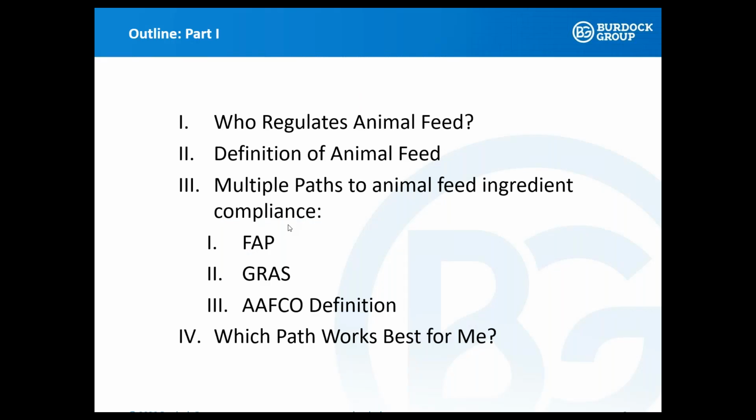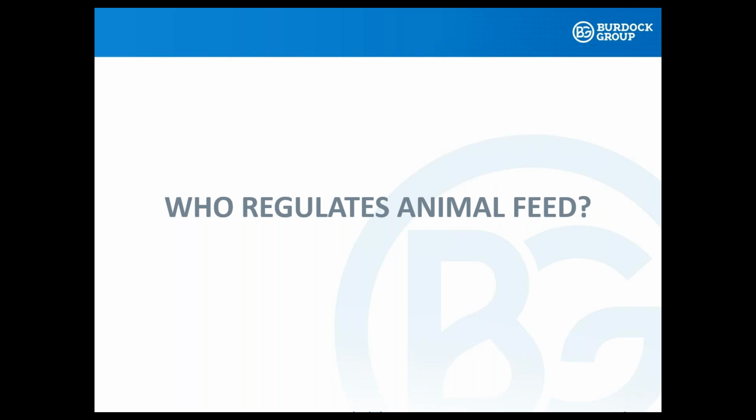Okay, so the first thing we have to mention is the roadmap of what we're going to take on in today's presentation. I've divided it into 4 sections: who regulates animal feed, definition of animal feed, multiple paths to animal feed ingredient compliance, addressing the 3 options we have above, and a brief breakdown of what path works best for you. So onto the first section: who regulates animal feed?